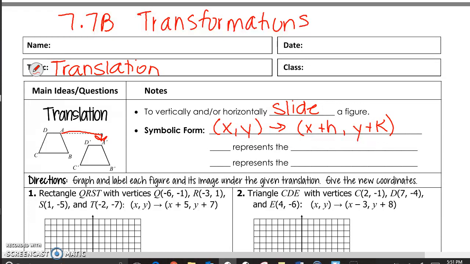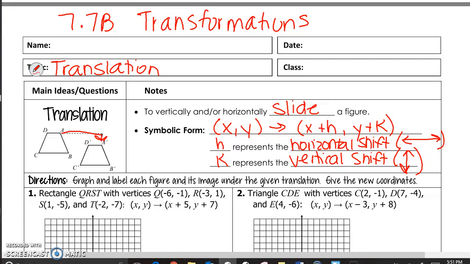So the h represents the horizontal shift, which is how far it moves on the x-axis. And then the k represents the vertical shift, which is how far it moves on the y-axis.